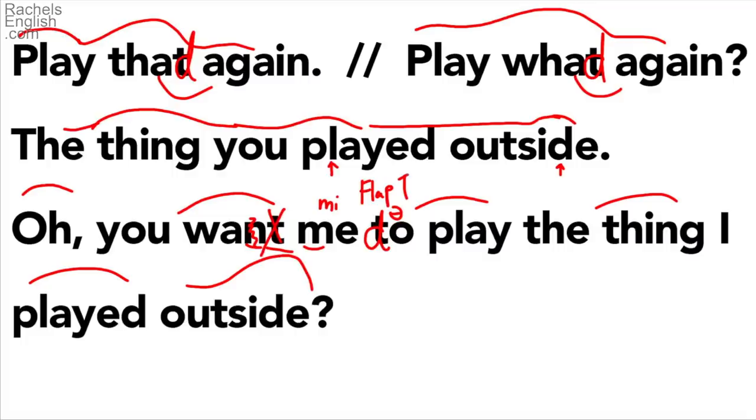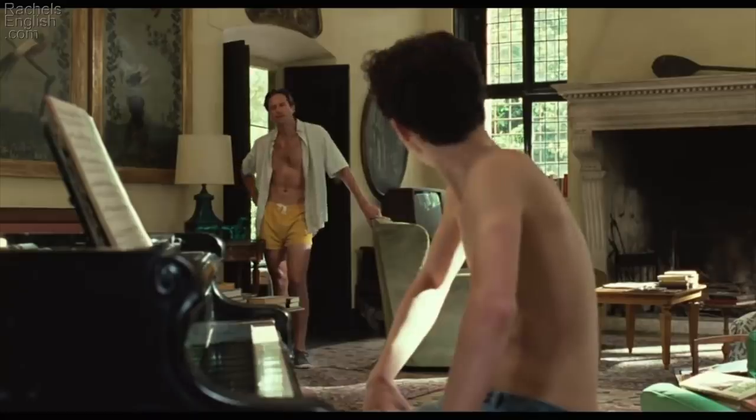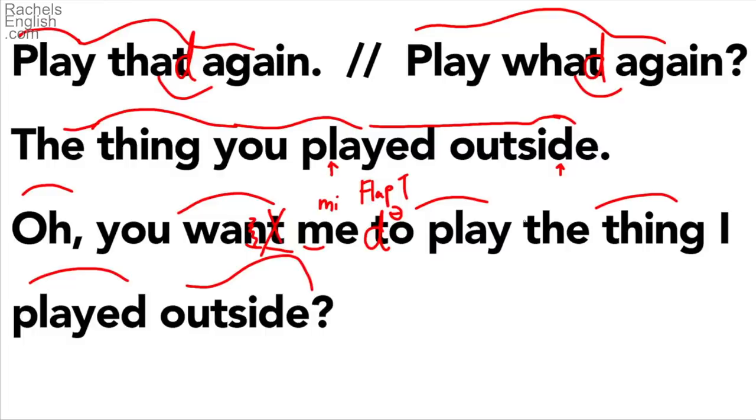You want me to, you want me to. Oh, you want me to play the thing I played outside? Play the thing, the unstressed compared to play and thing. Play the thing I played. So we have stressed, unstressed, stressed, unstressed, stressed. Five syllables in a row alternating. The and I, flatter, lower in pitch. Play the thing I played.